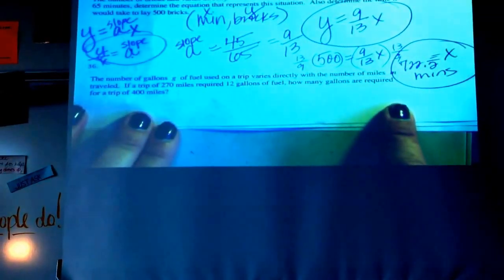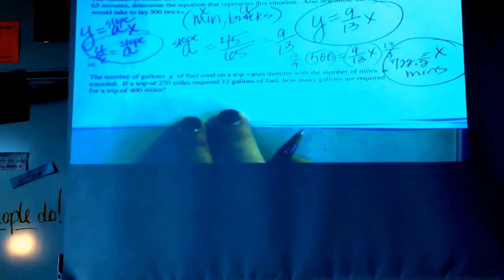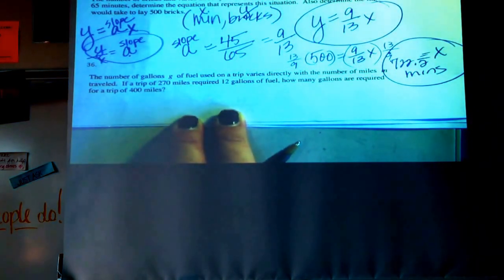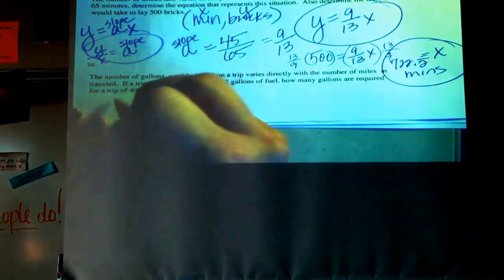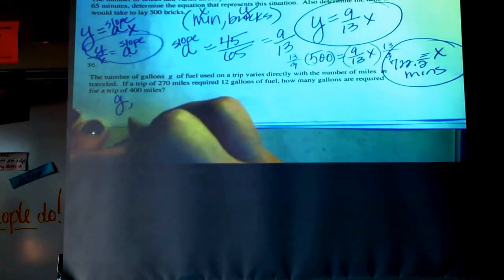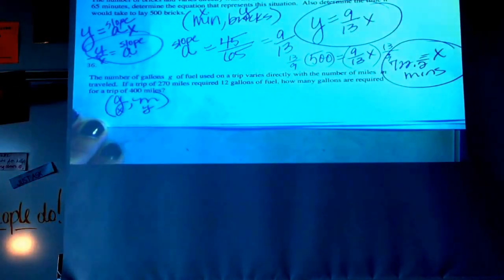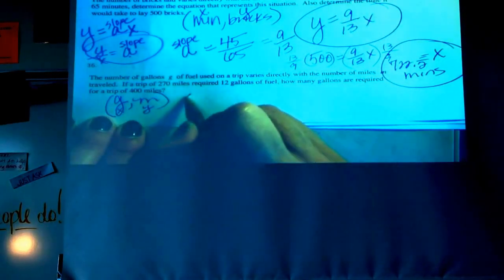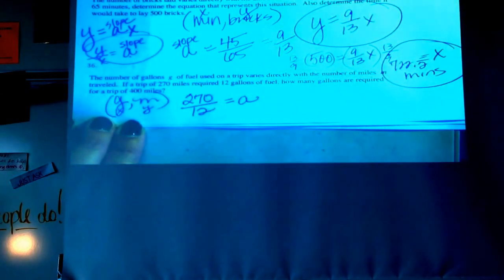Now moving to 36. The number of gallons of fuel used on a trip varies directly with the number of miles traveled. Gallons of fuel varies directly with miles traveled. What comes first? What's independent? What's dependent? What do you have to have first? Gas. So gallons of gas is going to be my X, and the miles I can drive is going to be my Y. And if that's the case, then let's just think about this as our slope is just how many miles in 12 gallons, and that's going to give us that slope, that rate.